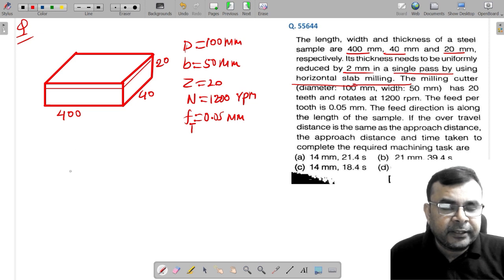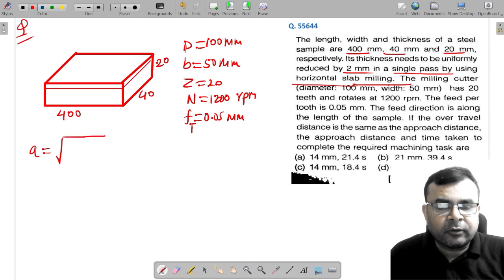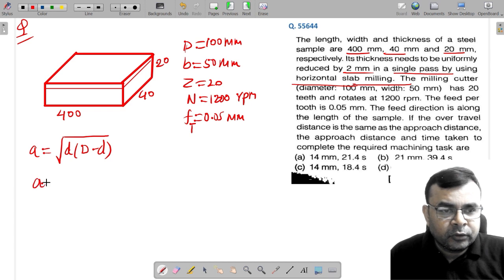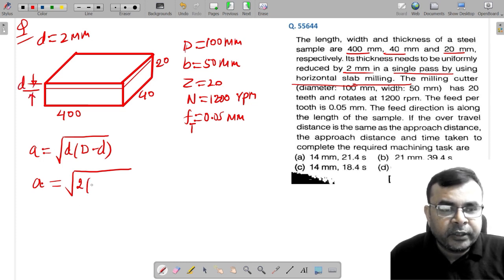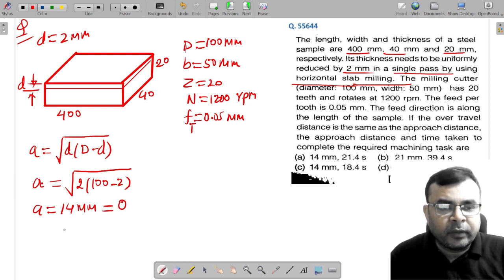So in this you can see here, approach distance is nothing but this is square root of small d times capital D minus small d. So let's say if I put the value here, so what is depth of cut? Depth of cut is 2 millimeter. So 2 into 100 minus 2. So if we simplify, then here we get 14 millimeter. And this is equal to over travel.